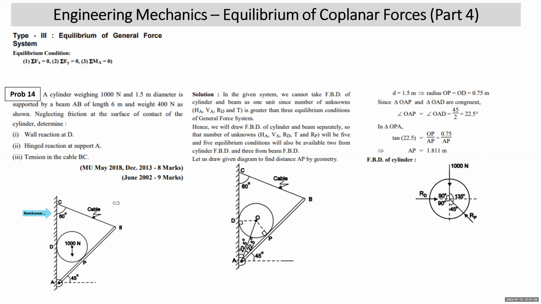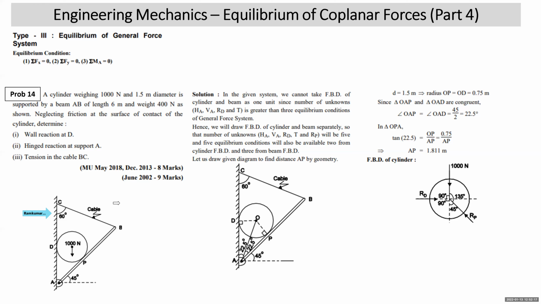Students, here we can draw the free body diagram of the beam. You can draw the FBD of the cylinder. The FBD of the beam will be an example of a general force system. The FBD of the cylinder will be an example of a concurrent force system. If you take the beam and cylinder together, then also it will be an example of a general force system.